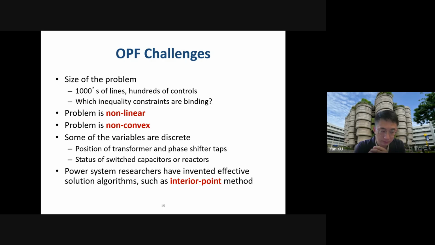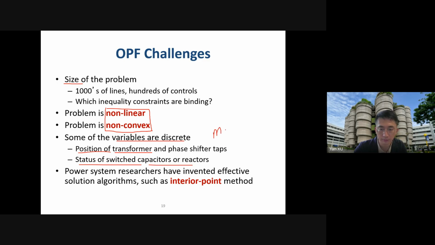But the most important thing is, for a practical large-scale network, we may have a high number of lines and hundreds of control variables, right? Sometimes we may have hundreds of generators, transformer tap changes, and some others. So mathematically speaking, the problem size is very large. And very importantly, due to the power flow models, the problem is nonlinear and non-convex. Besides, some variables are discrete, for example, the positions of transformer taps and the status of the capacitor.